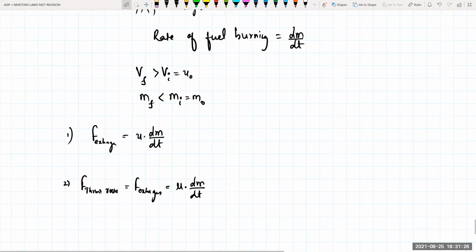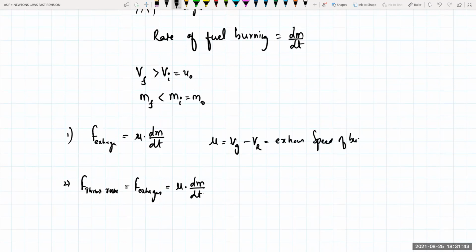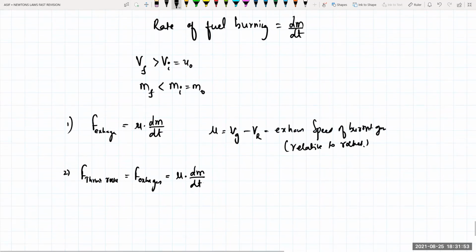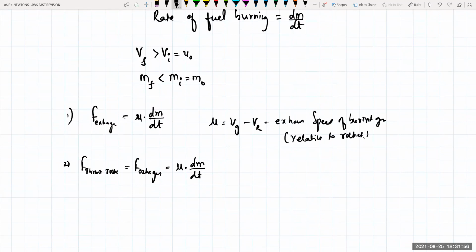So I'll write here, this is also mu only. So mu is nothing but what, beta? Velocity of gas minus velocity of rocket. And the name given for this one is nothing but what, beta? Exhaust speed. Exhaust speed of your burnt gas relative to what? Rocket. So whenever you're taking the mu value, that is Vg minus Vr. Vg is nothing but the velocity of gas, and Vr is nothing but the velocity of your rocket. Clear?